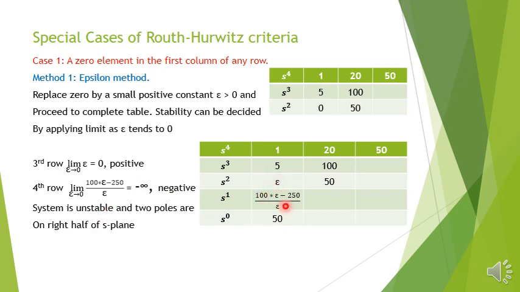So this is the positive sign, the S1 row is a negative sign. So if we see positive, negative and positive, there are two sign changes in the table: positive to negative, negative to positive. So two poles are on the right half of the S plane.